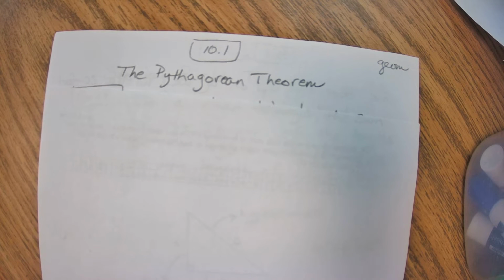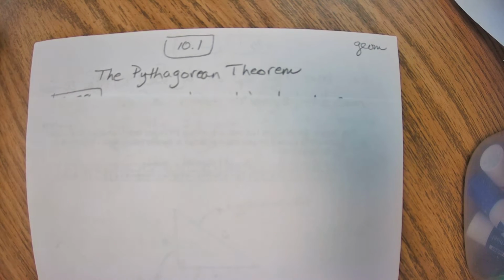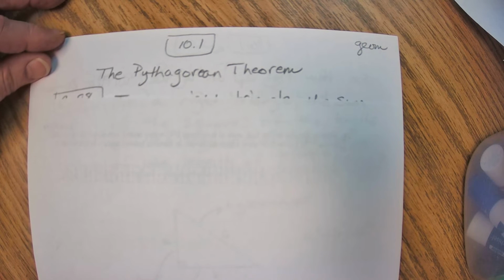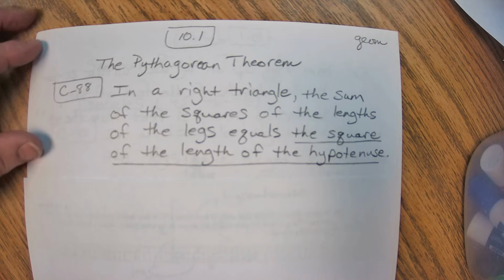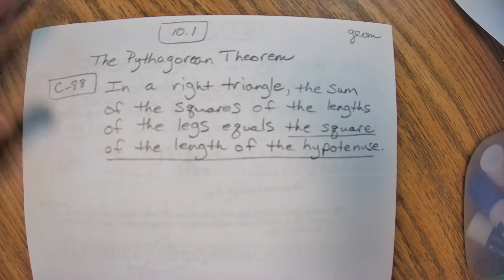Okay, this is geometry section 10.1, and this section is on the Pythagorean theorem. So C88 tells us that in a right triangle, the sum of the squares of the lengths of the legs equals the square of the length of the hypotenuse.